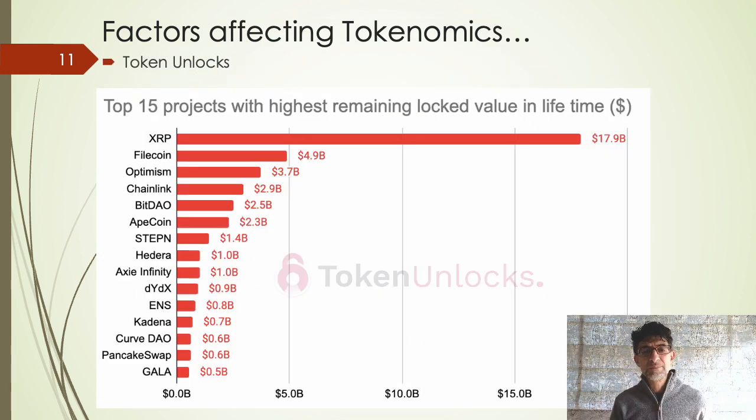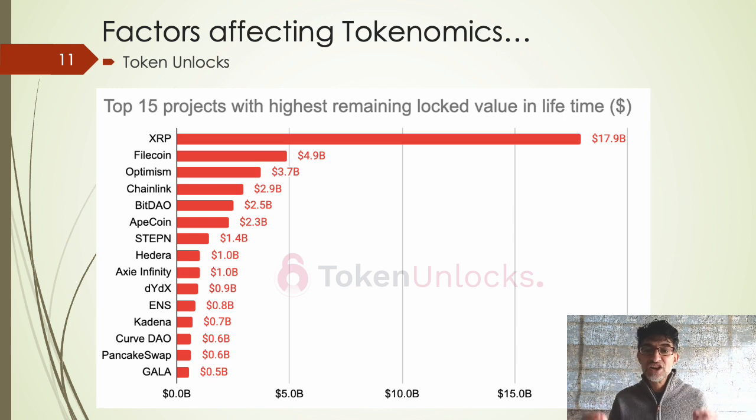Factors affecting tokenomics is the token unlocks, and this is intricately related to the vesting schedule, because if you have more unlocks quickly, you're going to have a steep vesting schedule. So these are the ones, according to token unlocks, that have the highest remaining locked value. So the worst is XRP, Filecoin, Optimism. So one key point that you should know that's not obvious from here: if you look at the bottom here, Gala looks like it has the lowest amount of token unlocks, but you need to compare that with the total market cap. So if Gala has a market cap of $500 million and have another $500 million being unlocked, that's 100% inflation. So that's very bad.